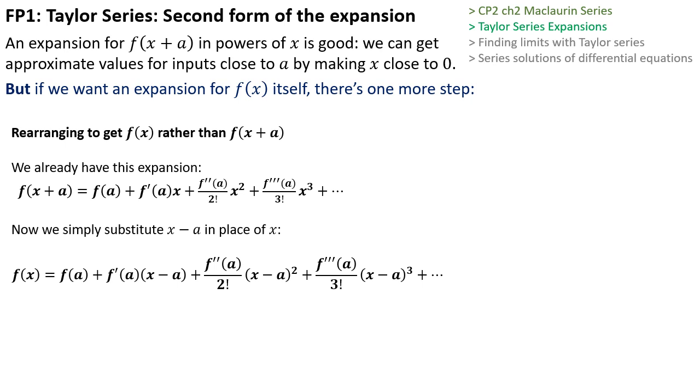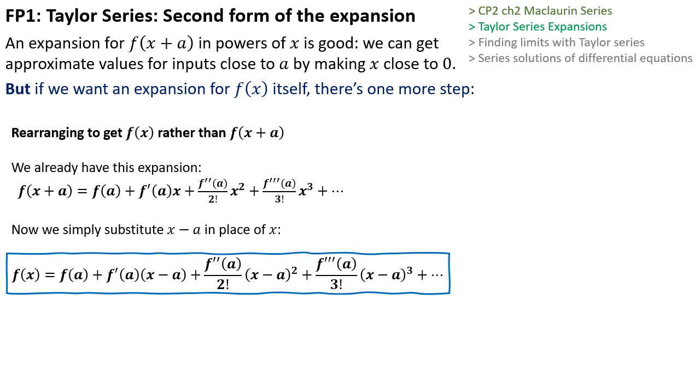So the expansion starts to look a little bit weird. And crucially, this sort of expansion is going to be a good approximation, provided the powers of x minus a become small enough, which is another way of saying that x needs to be close to a. Notice it now says f of x. So this is the expansion we're interested in.